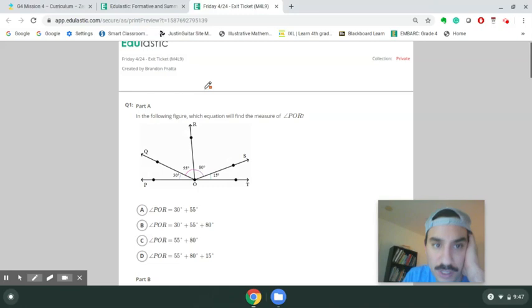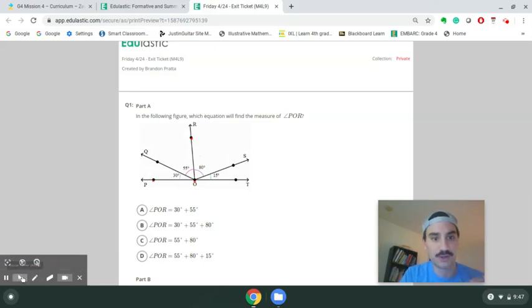For question 1, part A, in the following figure, which equation will find the measure of angle POR? So they don't want to know POT. That would be this whole measurement here, the entire thing. They want us to find POR. So which one of these three equations will give us the sum of those angles? Really look closely that you're measuring for this angle here, POR. What angle does that make?